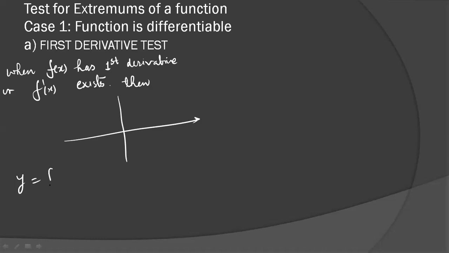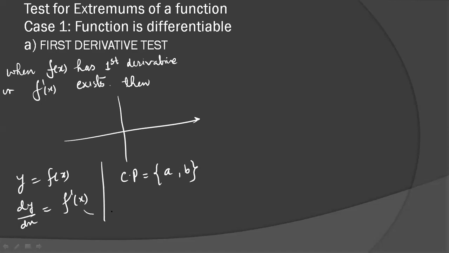suppose we have a function f(x), its derivative is f dash x, collect the critical points. I am taking critical points at a and b. What is the critical point? Where f dash x equals 0 or f dash does not exist, and both we are collecting here.